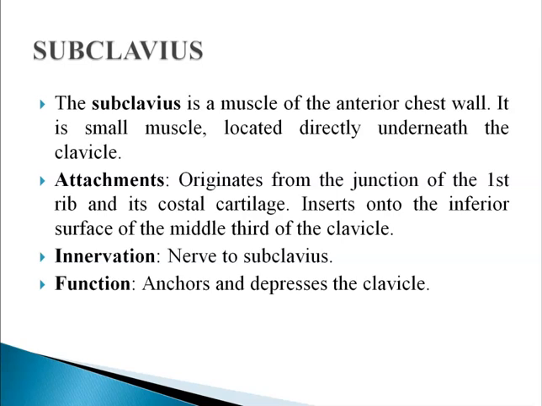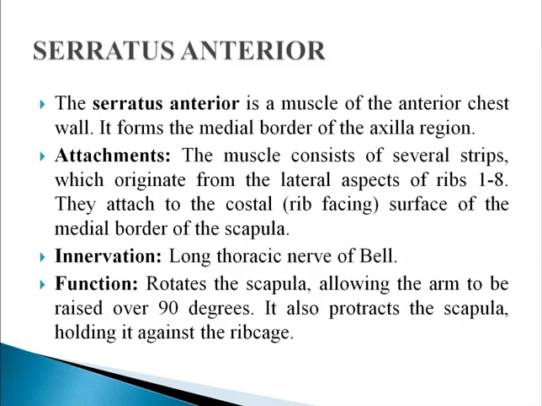Next comes the muscle subclavius. It is a muscle of the anterior chest wall and it's a small muscle also. It is located underneath the clavicle. It arises from the junction of the first rib and the costal cartilage, and it is inserted into the inferior surface of the middle 1/3 of the clavicle. The nerve supply is the nerve to subclavius. The action of the muscle is that it depresses the clavicle.